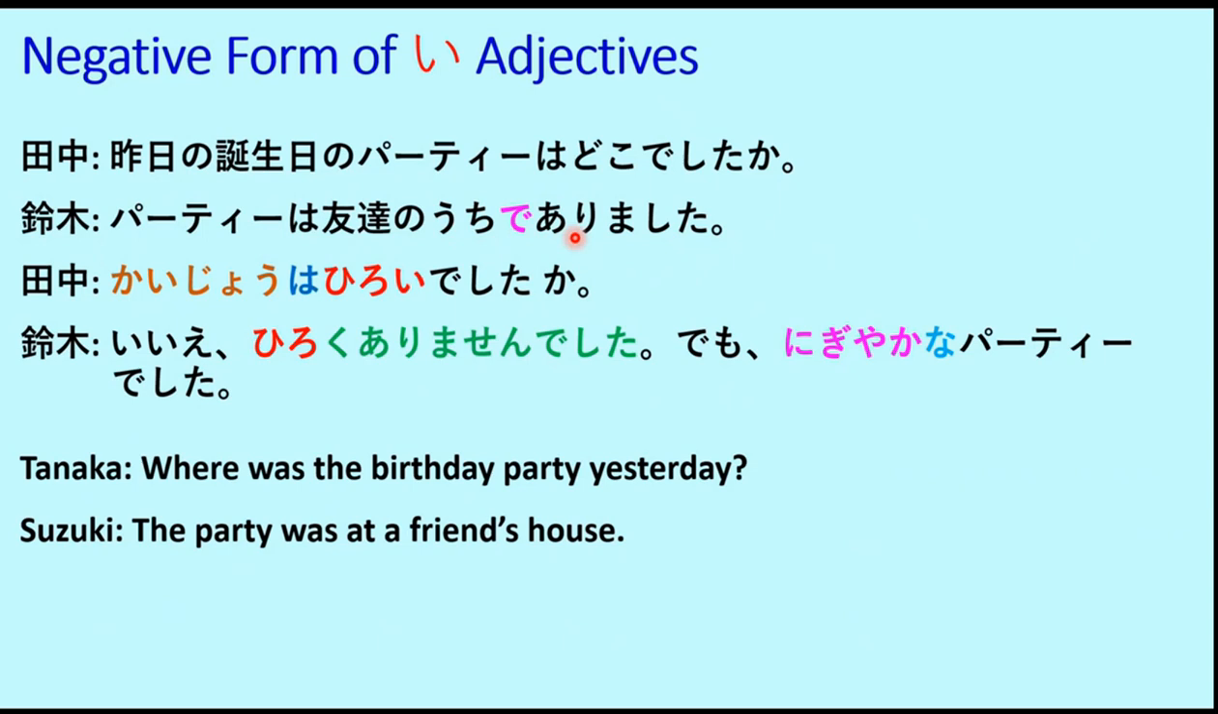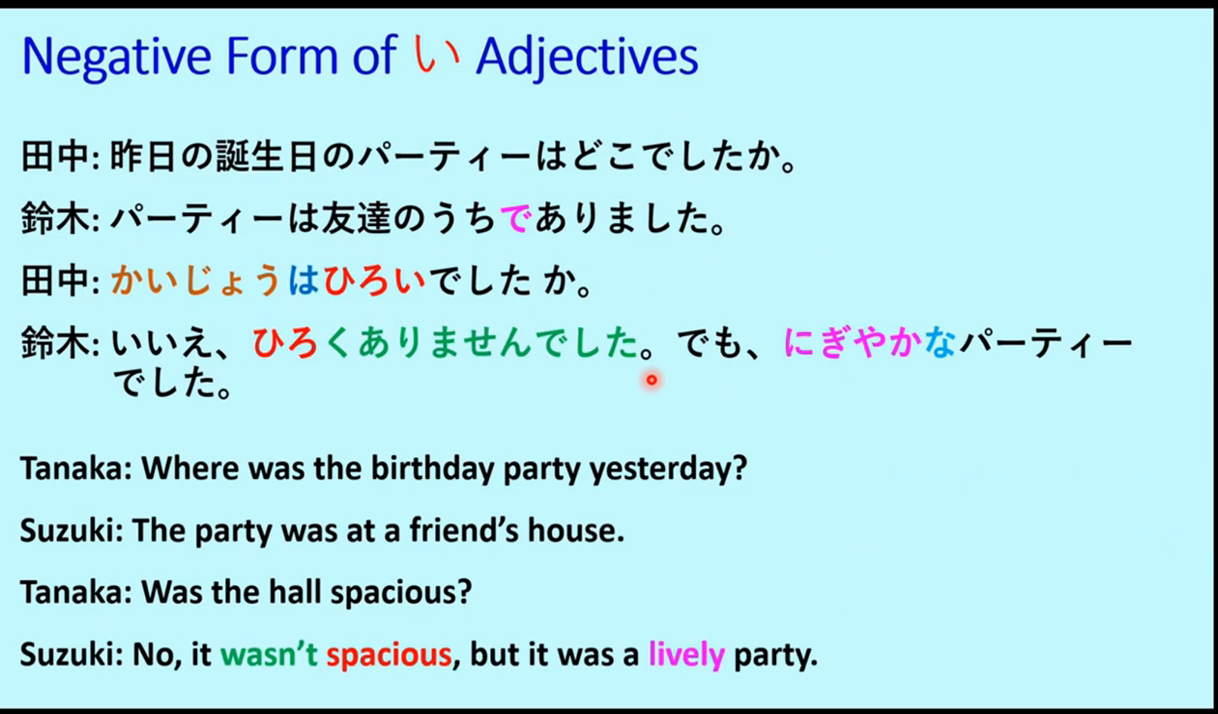So if you did not watch the last lesson, please watch that. We have discussed in detail about the use of de particle to connect a place with the event. So uchi de arimashita. Party wa uchi de arimashita. So kaijo wa hiroi deshita ka? Kaijo means the hall. Was the hall spacious? Hiroi is the adjective here which means spacious, like it's a big room. So kaijo wa hiroi deshita ka? Was the hall spacious? Then Suzuki-san says, "Iie, hiroku arimasen deshita." That means no, it was not spacious.